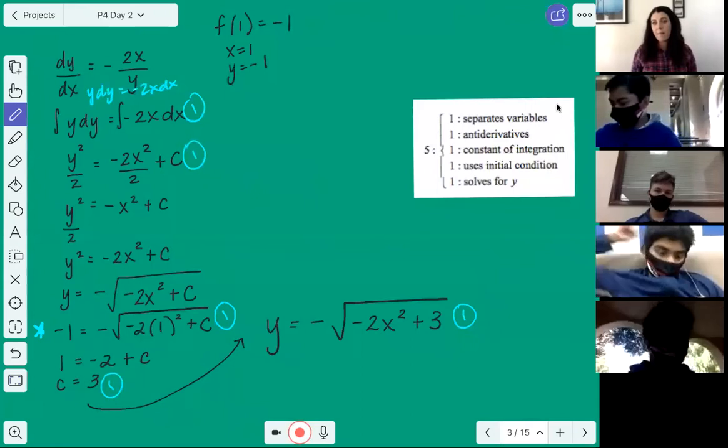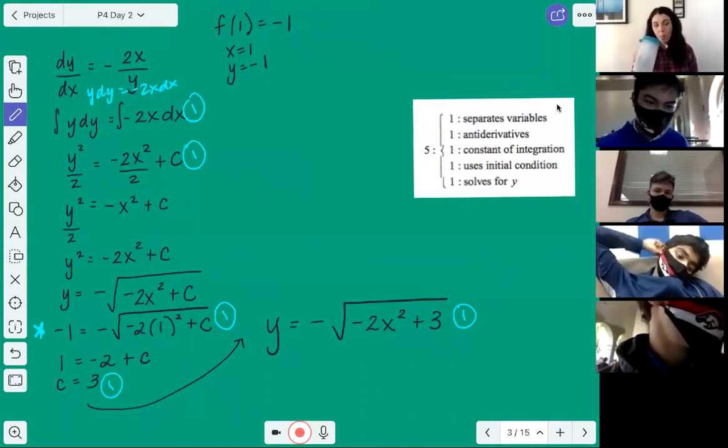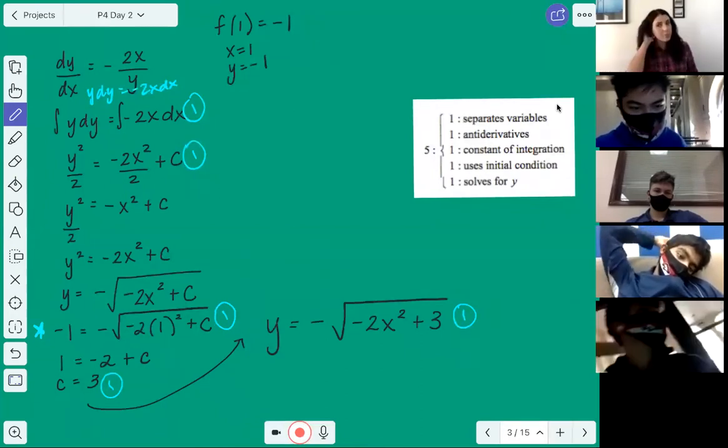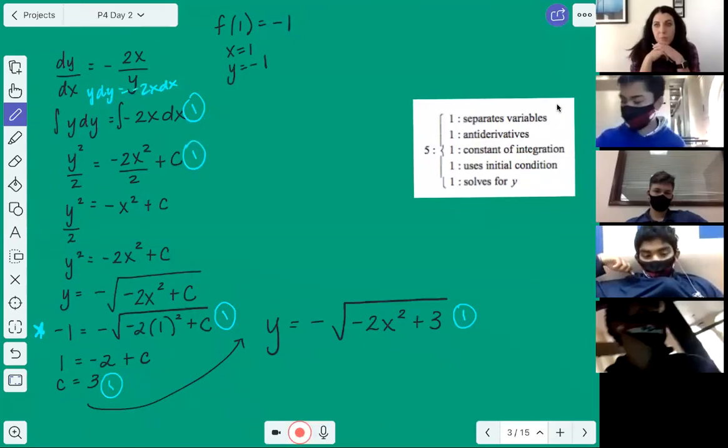I have a question really quick. Go ahead. It's when we're plugging in our initial condition to find c. I didn't show that it was -2 times 1 squared. I just kind of left it as -2 because -2 times 1 is -2, but I do have -1 outside of the equal sign. So would I have lost points there?